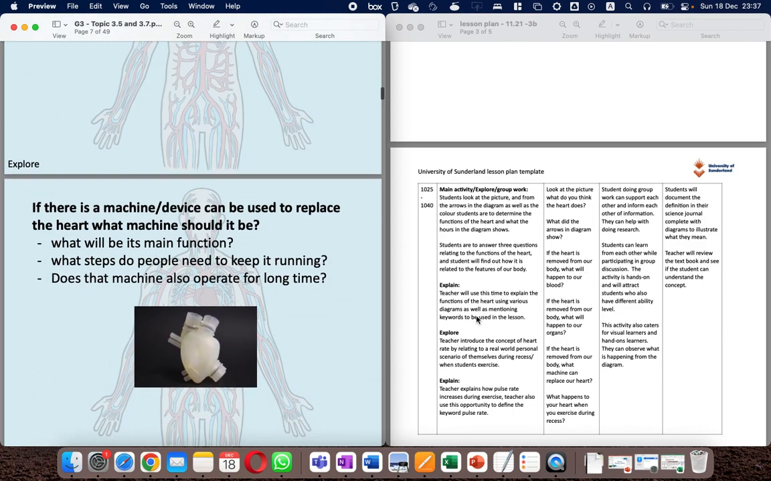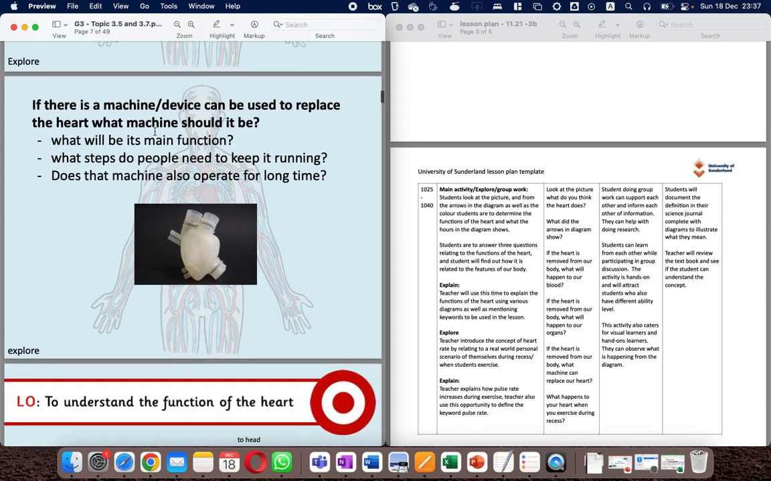Next, we move on to explain. Now that I've done some exploring and some engaging, we start to explain. Some more questions: what steps do people need to keep it running? If we want to replace a heart with a specific machine, what do you think it would be? Would it be A, a generator, B, a pump, or C, a cleaning machine, a washing machine?